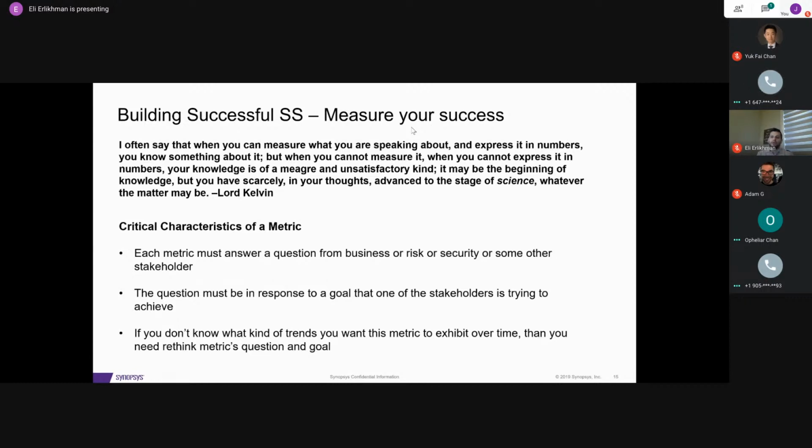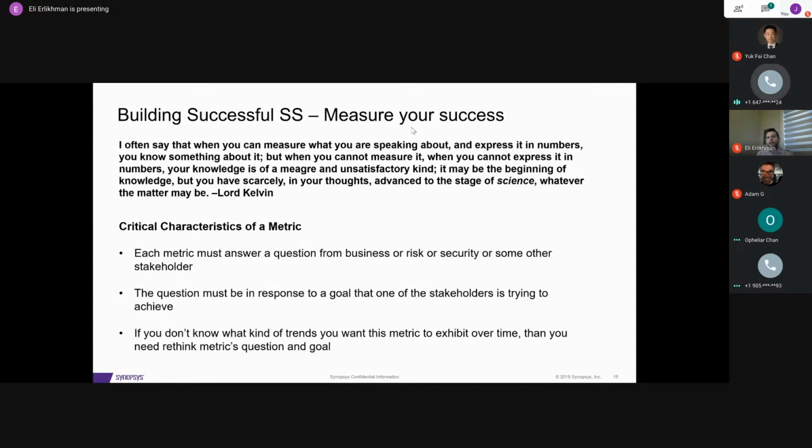So the way I like to think about metrics is to follow a concept that has existed for quite a while called goals, questions, metrics. First, you want to think about the goal. What are you trying to achieve? Maybe what you're trying to achieve is to reduce the number of production incidents. So whatever your goal is.